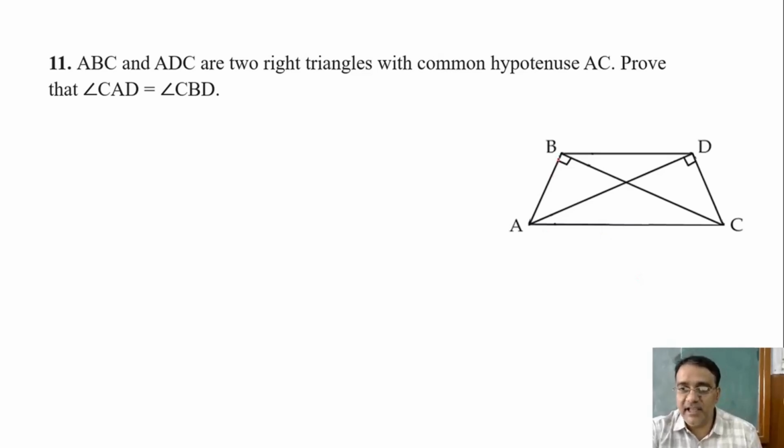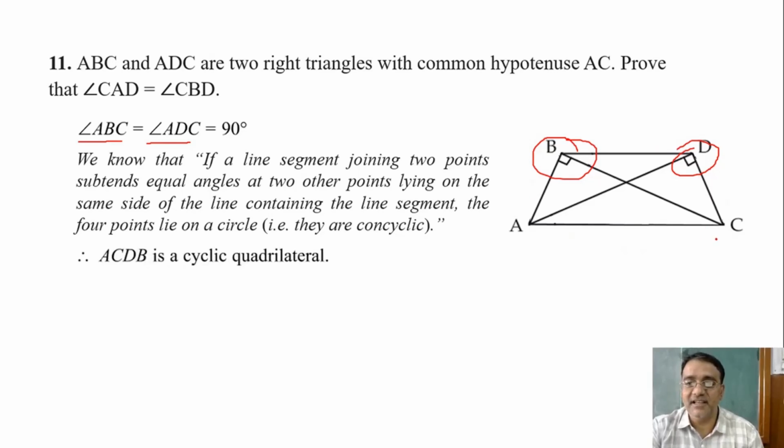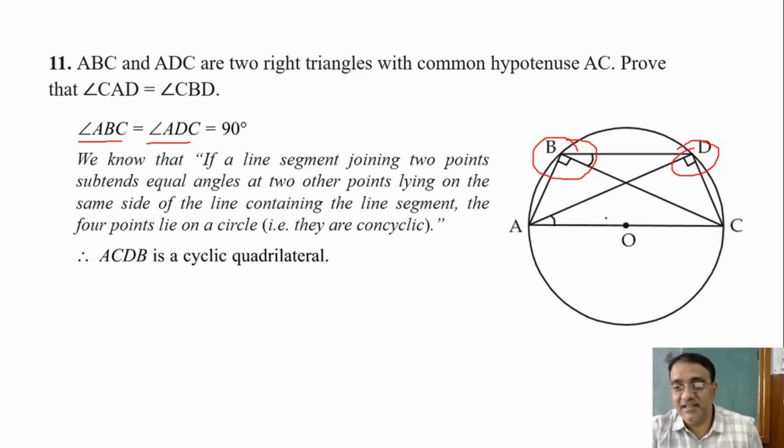So that means A, B, D, C lie on the circle. Angle ABC is equal to angle ADC is equal to 90 degree. If a line segment joining two points subtends equal angles at two other points lying on the same side of the line containing the line segment, the 4 points lie on a circle. That means they are concyclic. So ACDB is a cyclic quadrilateral. Clear? Yes, sir. And we know that the angle in a semicircle is 90 degrees, so AC will be the diameter.